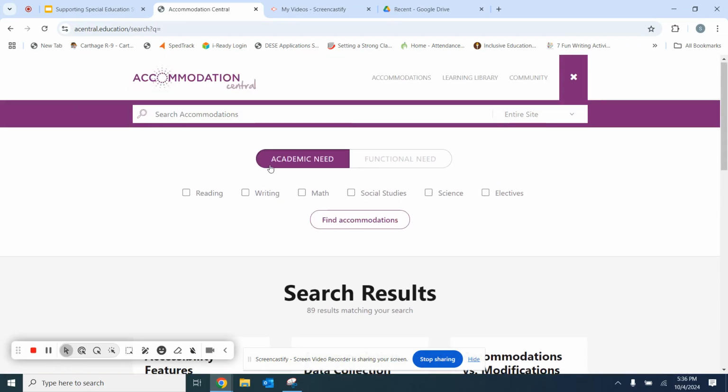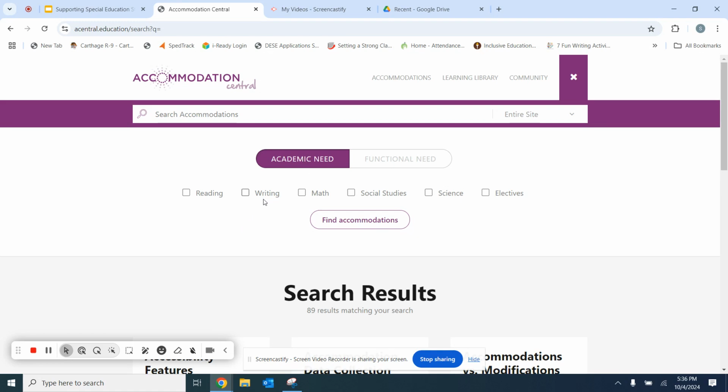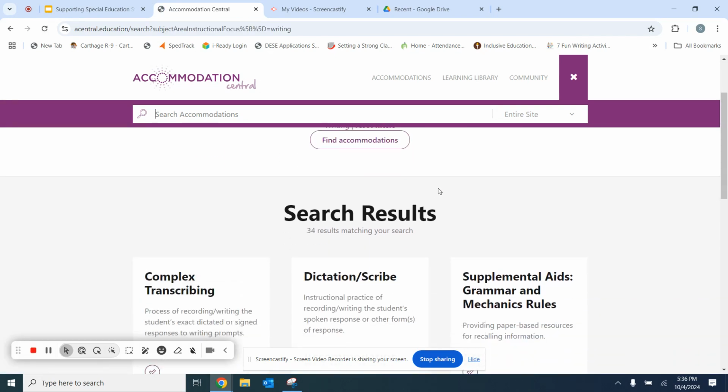That's it. And you can see here, you can look at academic need, or you can choose functional need. We've got some needs up here that you can look at. I'm going to go back to academic. And so if we look at writing, I'm just going to pick that one because I know that that's a big one in our school. And I'm just going to click on find accommodations.